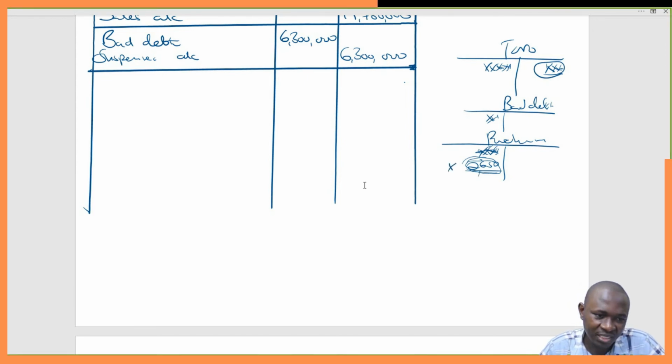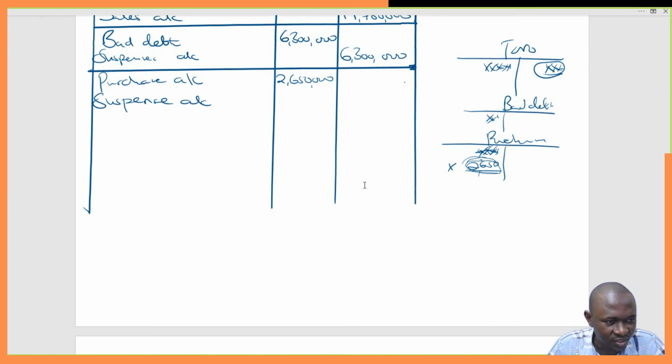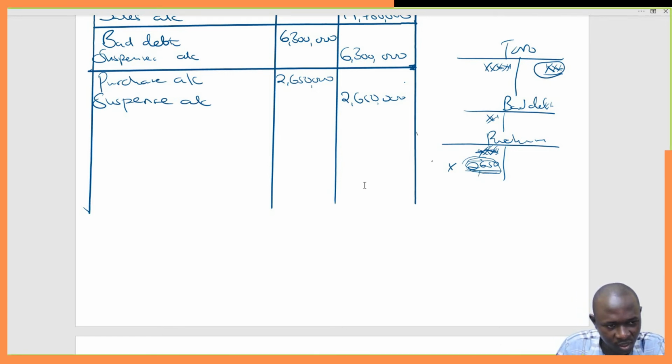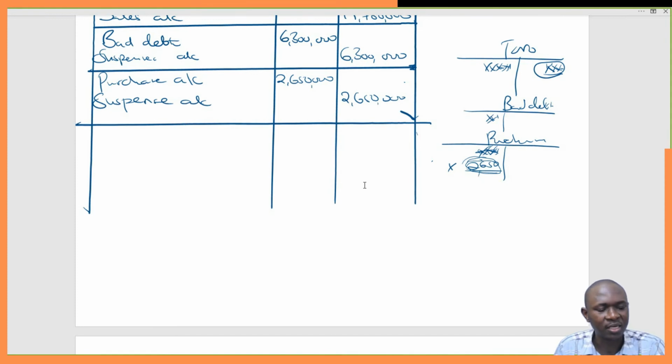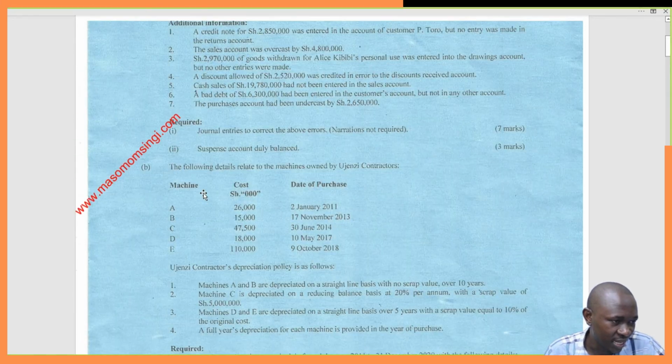How do we capture it? We debit the purchases account. So we come here and say purchases account, how much? 2650, like that. And then the other account that will be affected will definitely be the suspense account, and the figure is 2650, like that. And then we close this. How do we close? Like that. Just like that. So then we are done. That's how it's done. Up to there, we are done. That was the last item.